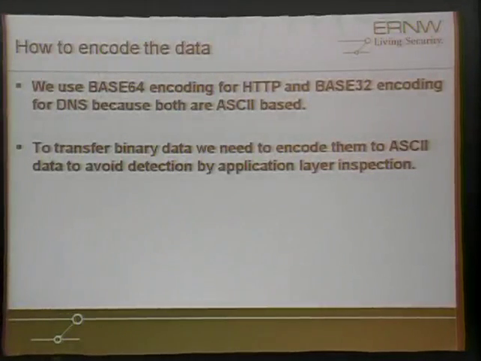Okay. We will have to do some data encoding because both protocols, DNS and HTTP, are ASCII based. So I decided to encode the HTTP stuff with a base 64 encoding and the DNS stuff with a base 32 encoding. And that's just all for avoiding application layer inspection detection.